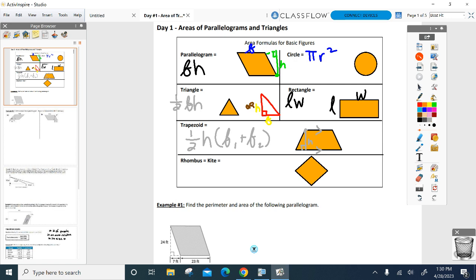Rhombus, kite. I'm not expecting anybody to know that. 1/2 times D1 times D2. And you don't have to have the multiplication symbols in there, but I just want to make sure we know we're multiplying. D, and it's a rhombus. Think about it. Only part of a rhombus we know starts with D. Diagonal length. D is equal to diagonal length. And remember, it's a rhombus, so they are not the same values.